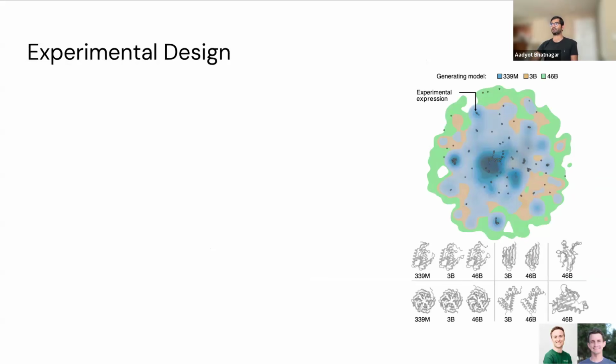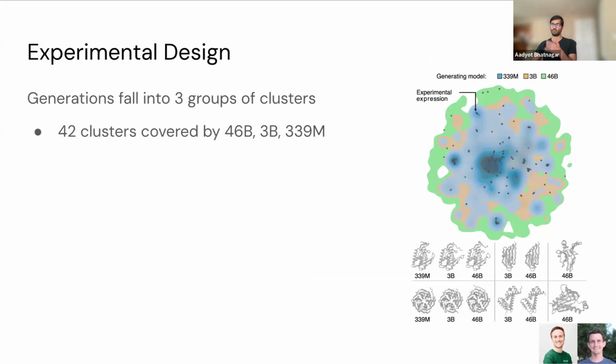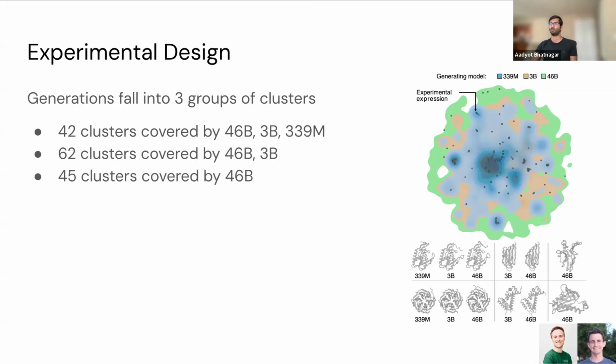And now going into the way we actually designed the experiment, as I mentioned before, the generations fall broadly into three groups of clusters. So first, we have 42 clusters that are covered by all three of the models. Then we have 62 clusters that are covered by the 46 billion and 3 billion parameter model, the two larger ones. And then we have 45 clusters that are covered by just the largest model. And from each of these clusters, we select two natural proteins. These will essentially be our baseline, our control.